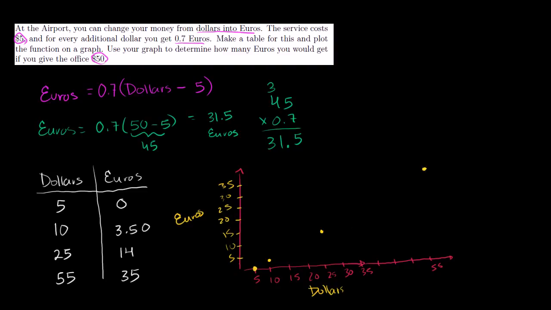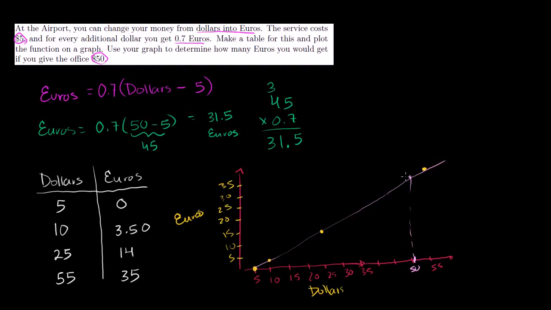And then if I were to connect the dots, I should get something that looks pretty close to a line. And if I was a computer, it would be exactly a line. That looks pretty good. And then we could eyeball what they asked us to do. Use your graph to determine how many euros you would get if you give the office $50. This is 50 right here. So you go over, over, over.